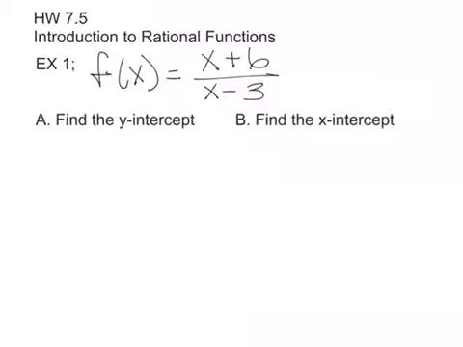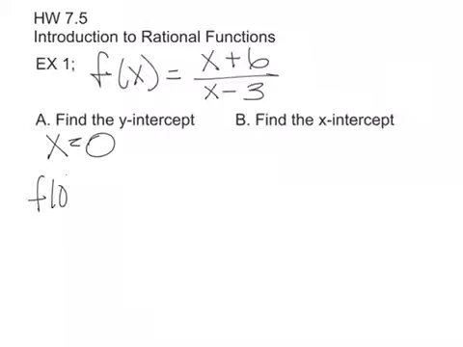So first we're going to find the y-intercept. If you recall, the y-intercept is where this rational function, or any function, crosses the y-axis. So at the y-intercept, the value of x is 0. What we're just going to do is replace all the x's in the equation with zeros, and we're going to simplify.